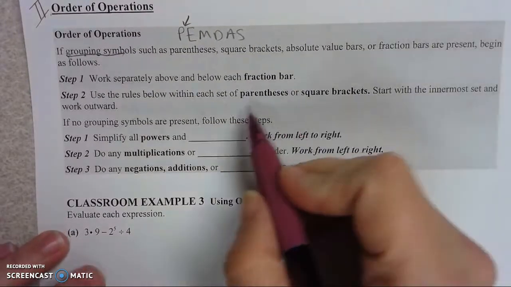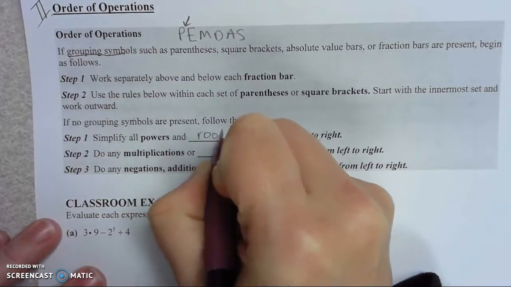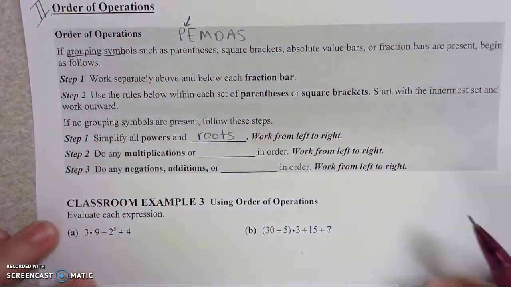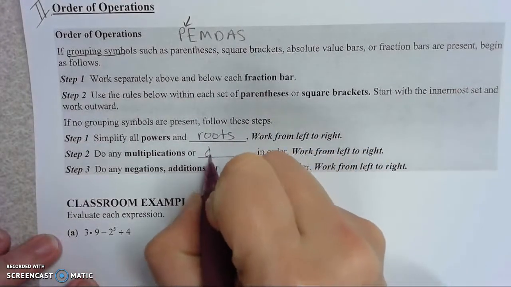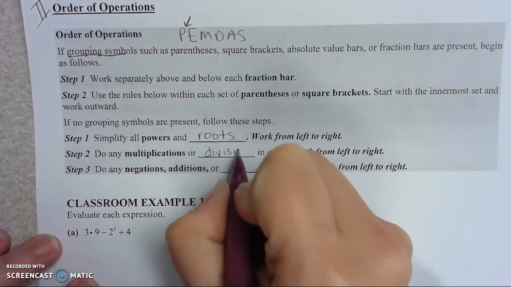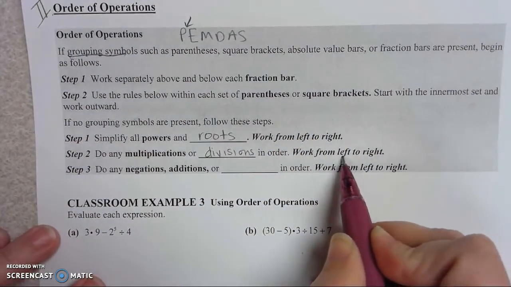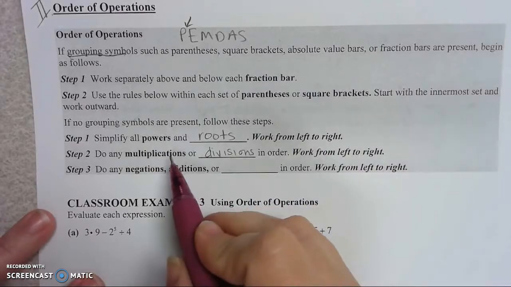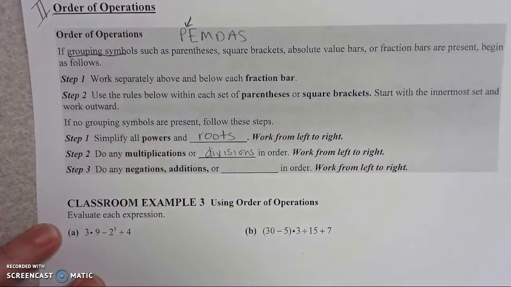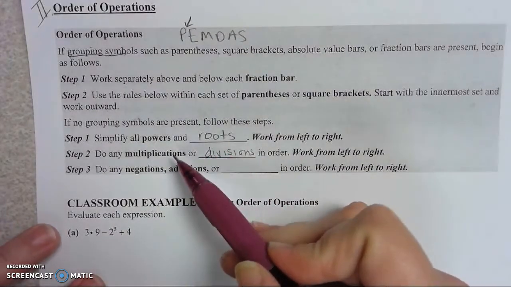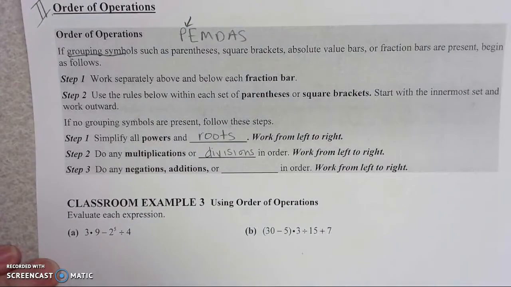So the first one will be to simplify all powers and roots. So that's going to be like square roots, cube roots, so on and so forth. And then you're going to do any multiplications or divisions. And the key here is in order. So you always start on the left and work your way to the right. So whichever one comes first, multiplication or division, that is the one you will do first. If division comes before multiplication, when working from left to right, you do it first.